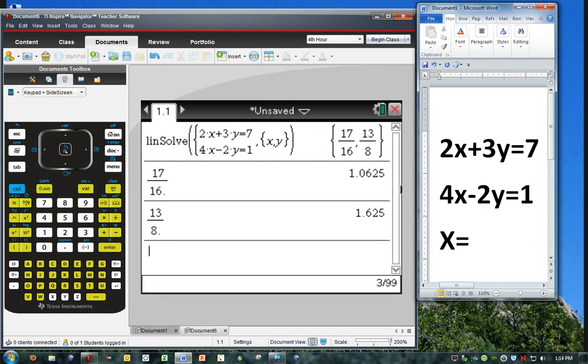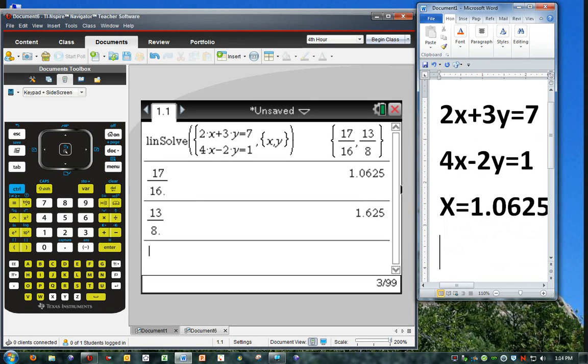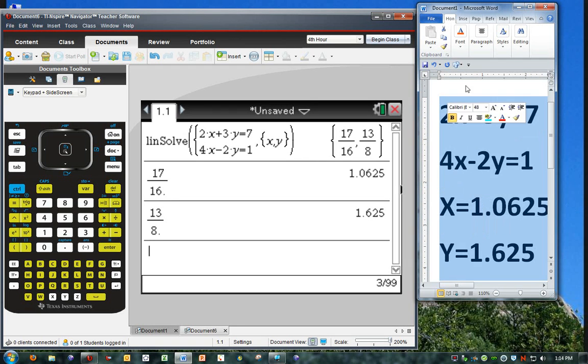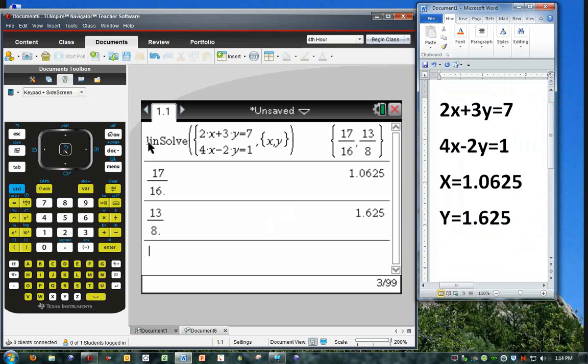X equals 1.0625. I'll change those in a minute. Y was equal to 1.625. And let's just knock those down a little bit so they're a little bit easier to see.